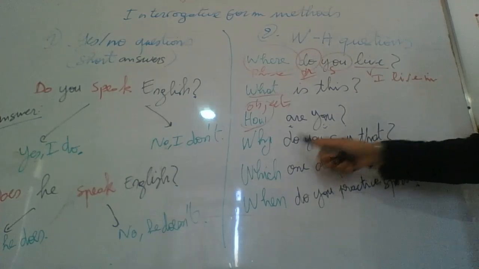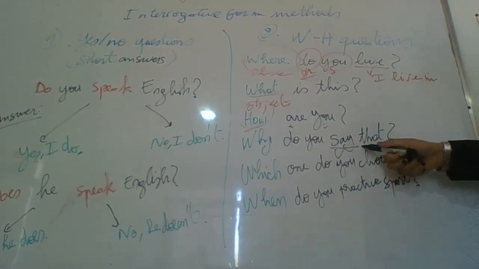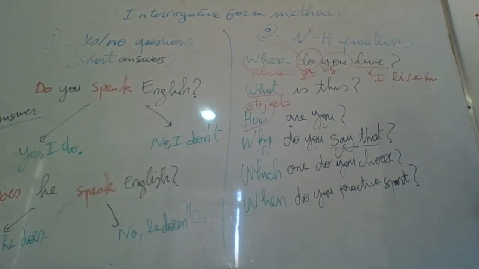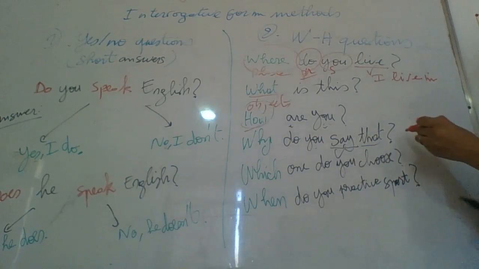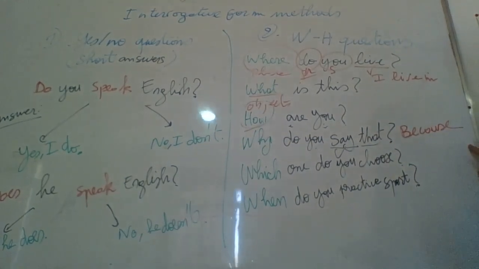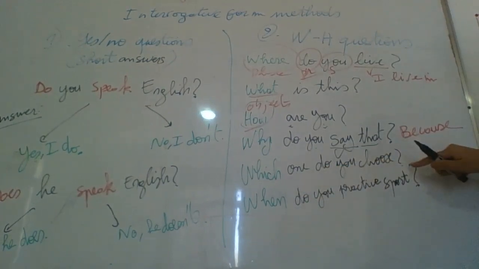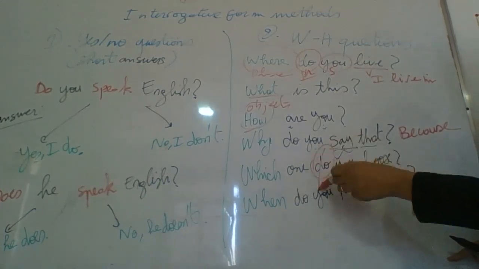And then the auxiliary, then the subject, and then this is the verb. Okay? And then this is the rest of the sentence. Okay? Why do you say that? The answer is going to be because. Okay? Because. Which one do you choose? I choose. You become I and then choose. This is the verb.